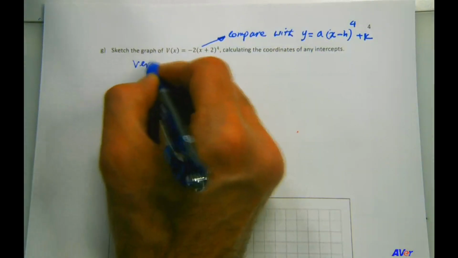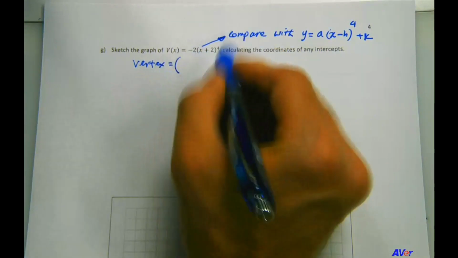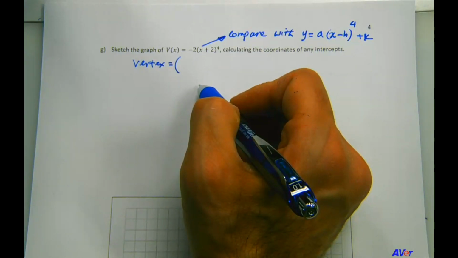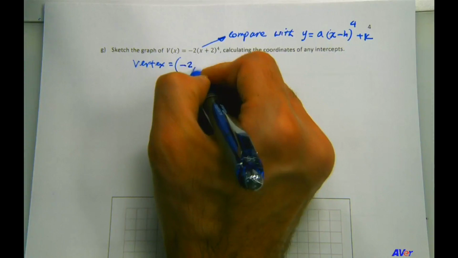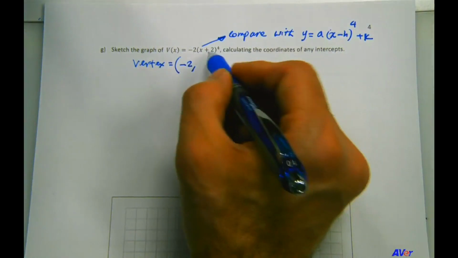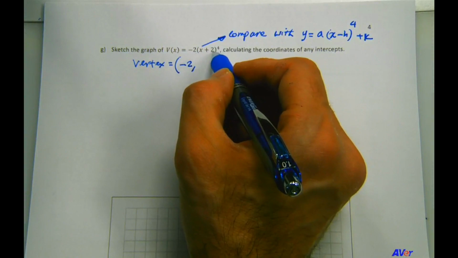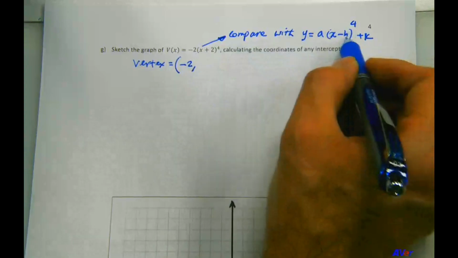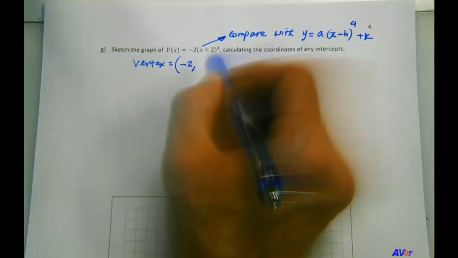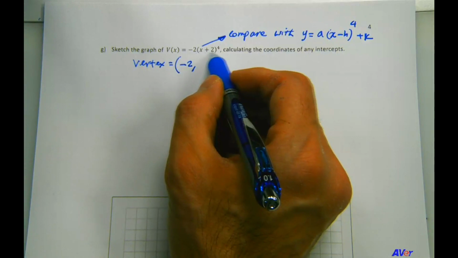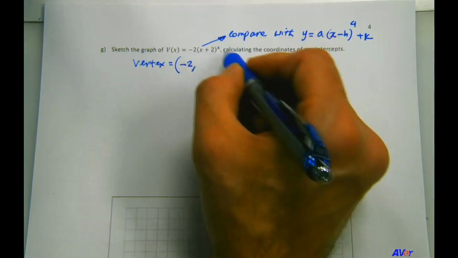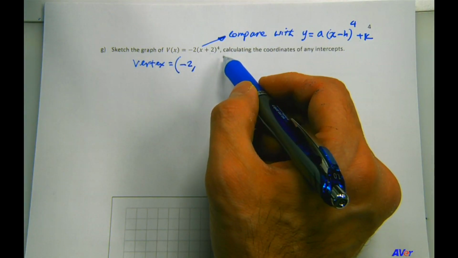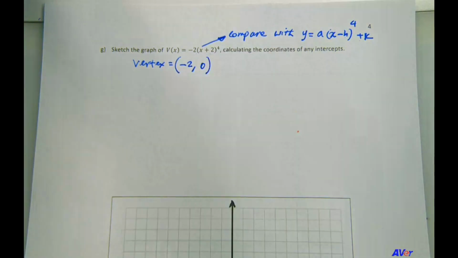So the vertex is at, what is the h? Compare this with this and tell me what is the h. The h is -2. If you said -2 while you're watching this video, excellent. Because this is always x minus something, right? So if we have x plus something, that means h must have been -2. So minus 2 gives us the +2 that you see here. So h is -2. What about k? Compare this with this. What is k now? K is 0. So that's the vertex.